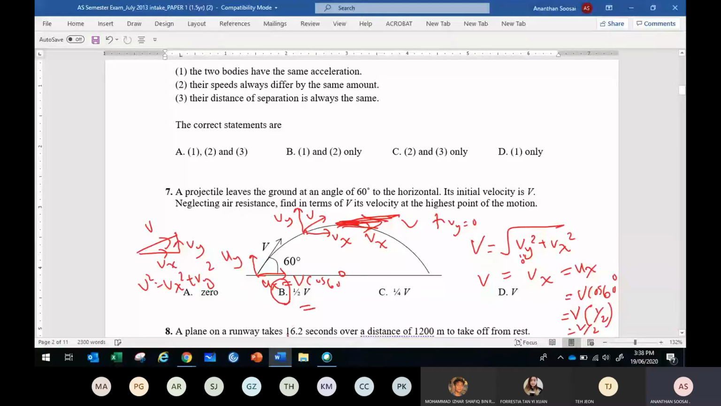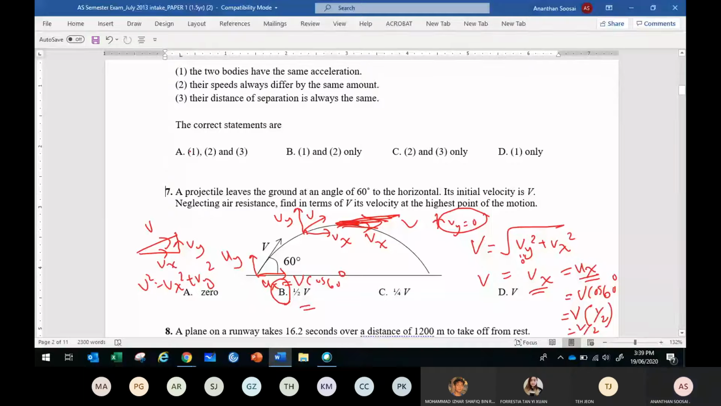So at the top, you need to remember that Vy becomes 0. So V is Vy squared plus Vx squared, and Vy becomes 0. So V becomes Vx at the top. The V is the same as the horizontal component. But the horizontal component of the velocity is always the same as the initial horizontal component of the velocity, Ux. Ux is the same as Vx. So cos 60 is half, so V over 2. Can you understand? Okay.